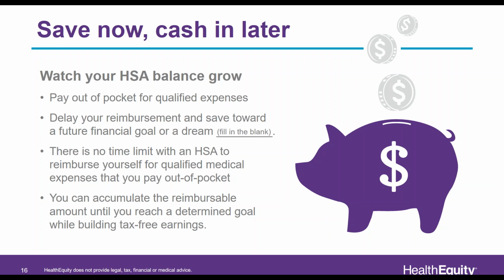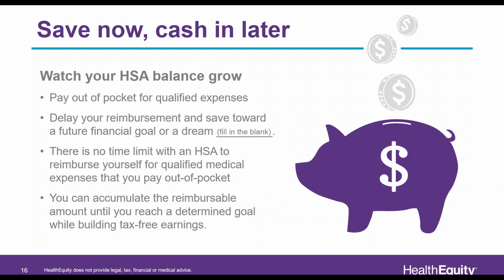Now, the beautiful thing about the HSA, one of the many beautiful things about the HSA, is that there is no deadline to when you can reimburse yourself. There's no time limit that you have to reimburse yourself with an HSA. If you have paid for a qualified medical expense out of pocket, there's no time limit to reimburse yourself. So if I paid $50 for a prescription today, I could choose to wait 1 day, I could choose to wait 1 week, 1 month, 1 year, 10 years, 15 years to reimburse myself for that.